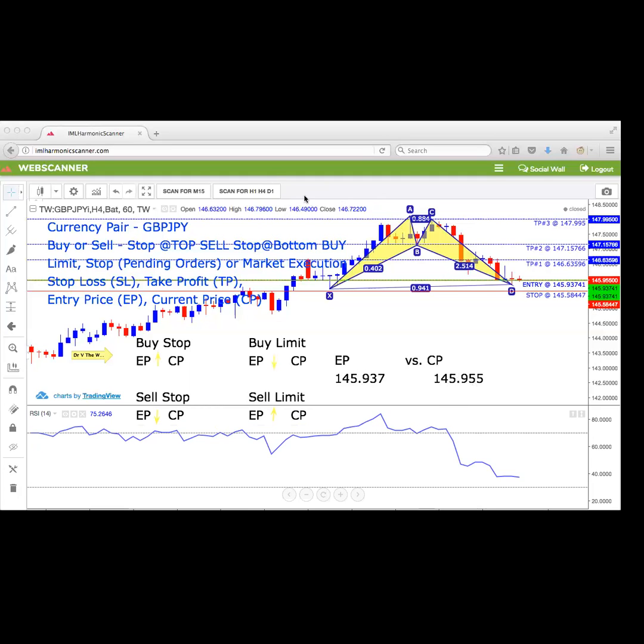Yesterday, Jason Brown said that if the current price is 5 pips above or below the entry price, it's still good to enter. That's just a gauge.